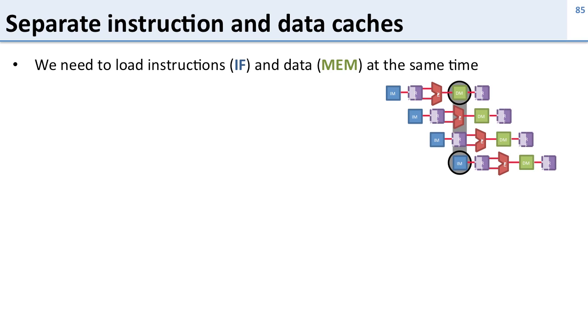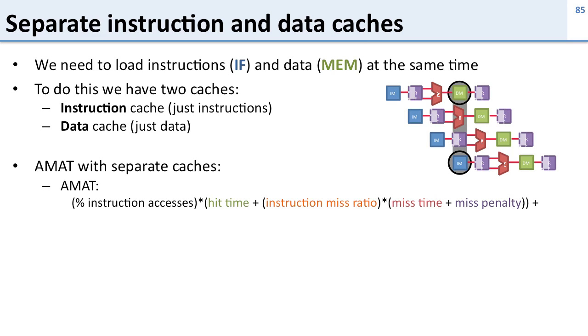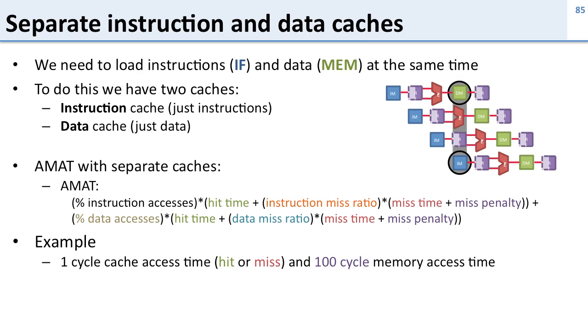So one thing we've mentioned earlier in this lecture is that we need to have separate instruction and data caches because we need to access the instruction and data memories at the same time in the pipeline. So we simply put in 2 caches in our processors. Now how do we calculate the average memory access time with separate caches? Well, we calculate an average memory access time for the instruction cache and one for the data cache, and then we weight them by how often we access the 2 of them.